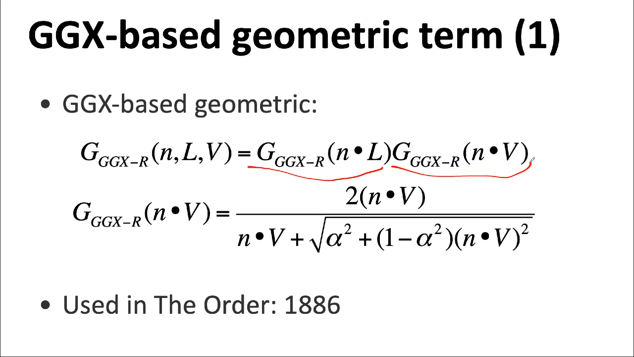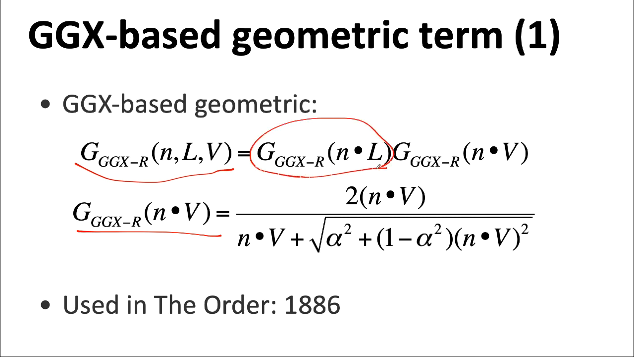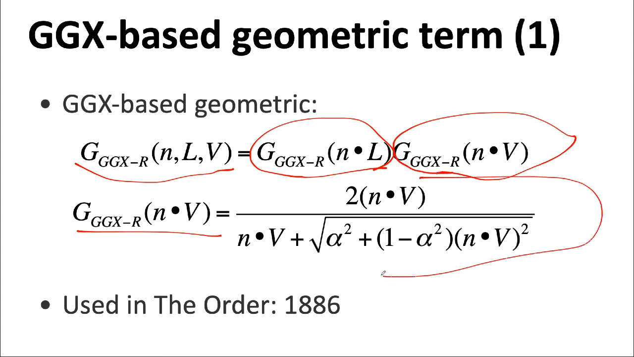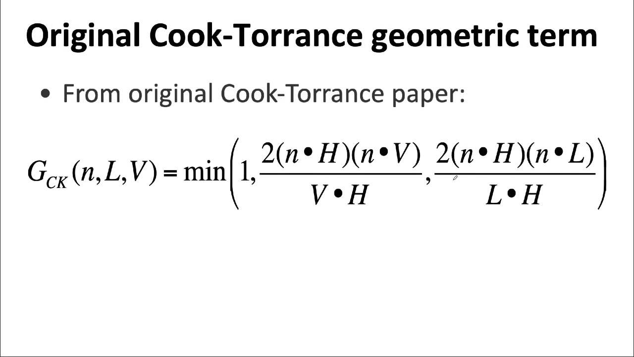And the way this is often written is that there's some core formula that you'll write in terms of either n.l or n.v, as shown here. But as the user, you need to know that your full G term is not just this n.v term. Take the same formula, but wherever you see n.v here, plug in n.l and multiply that by what you get from this n.v term. So it's a product of two factors that look like this. Now, not all G terms can be factored like this. The original Cook-Torrance form cannot be factored like this.